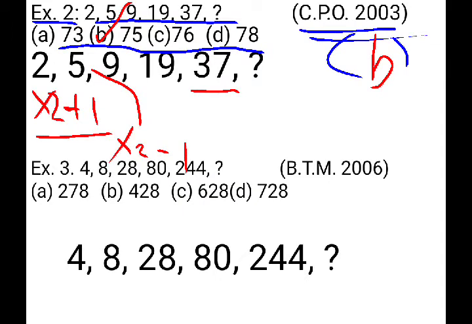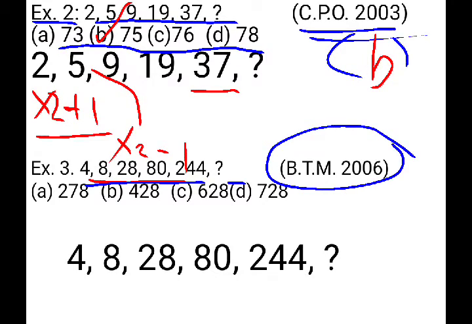Now here example 3 is 4, 8, 28, 80, 244, and we should find the last one. This question was given in the BTM 2006 exam. Now here we have stepped into multiplication.